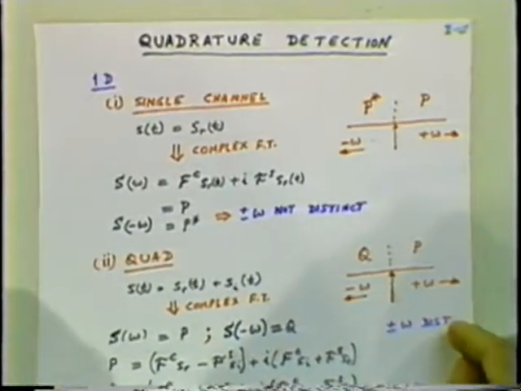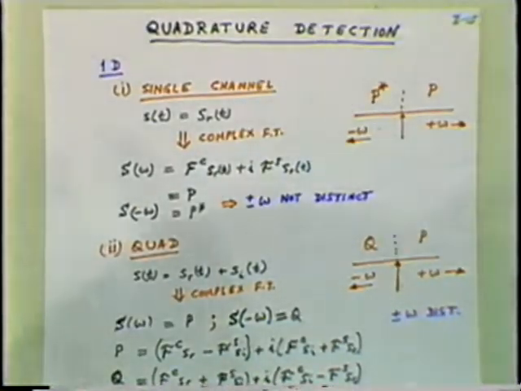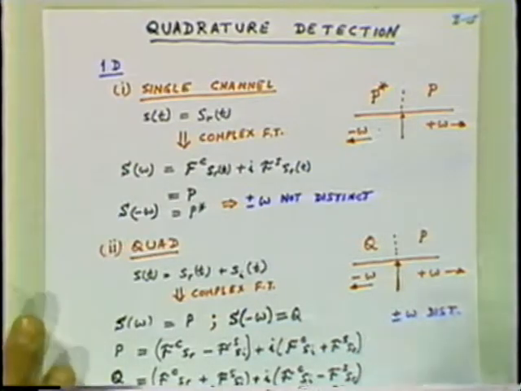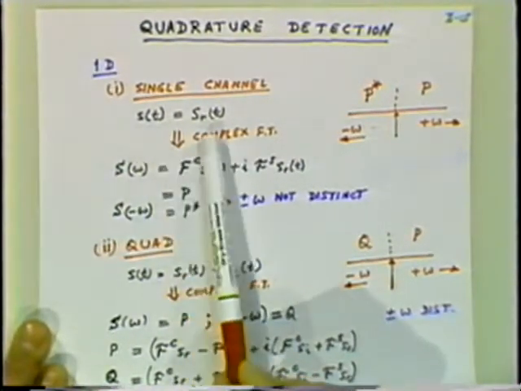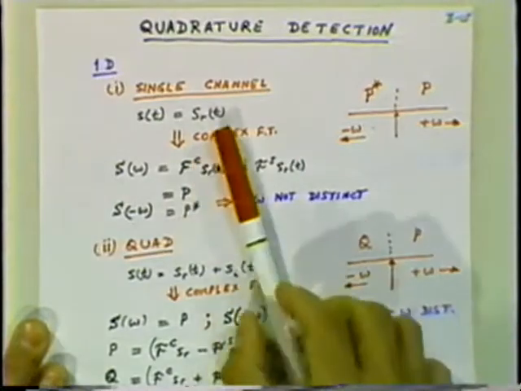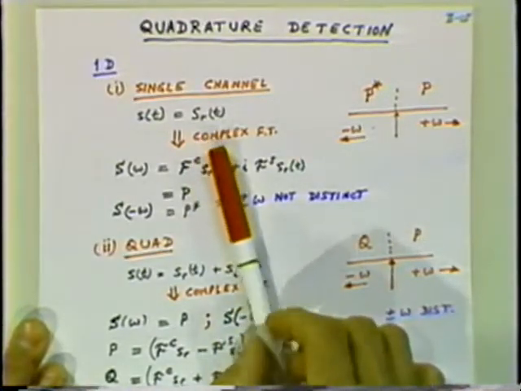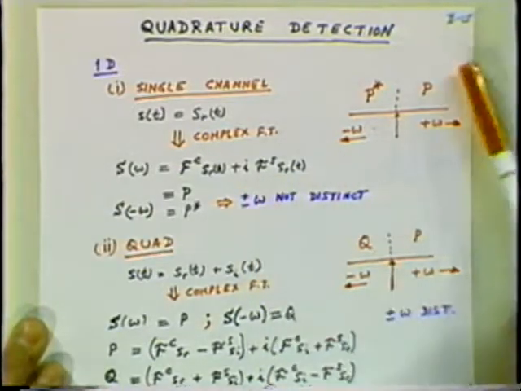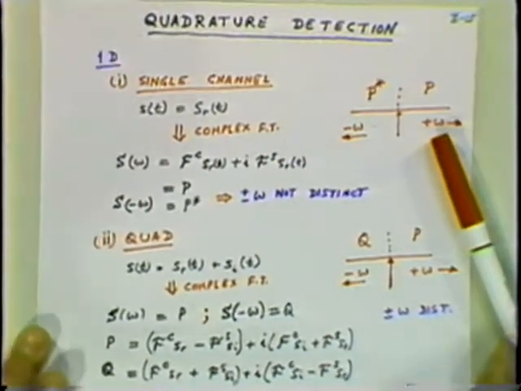Now, a word about quadrature detection. We are familiar with quadrature detection in 1D NMR, but I will review it. When we do a single channel detection in 1D NMR, we have a time domain signal which is only a real part. When we do a complex Fourier transform on that, we get a complex signal which is defining my plus omega domain.